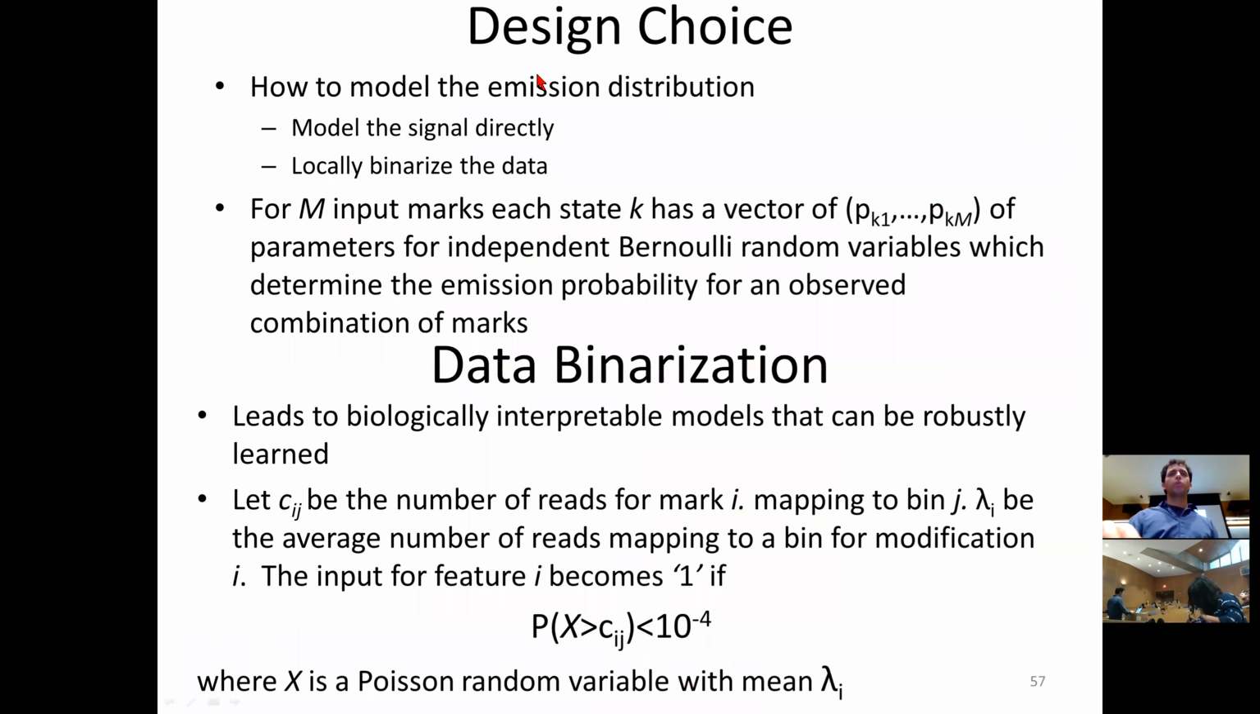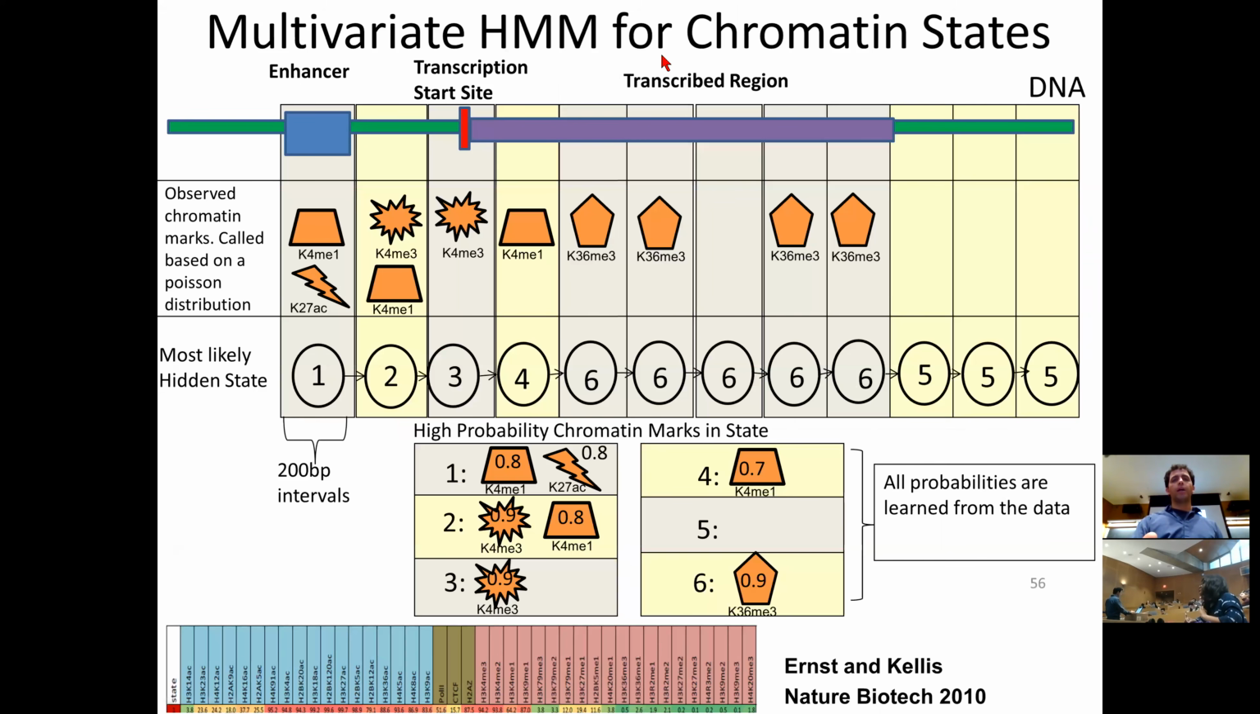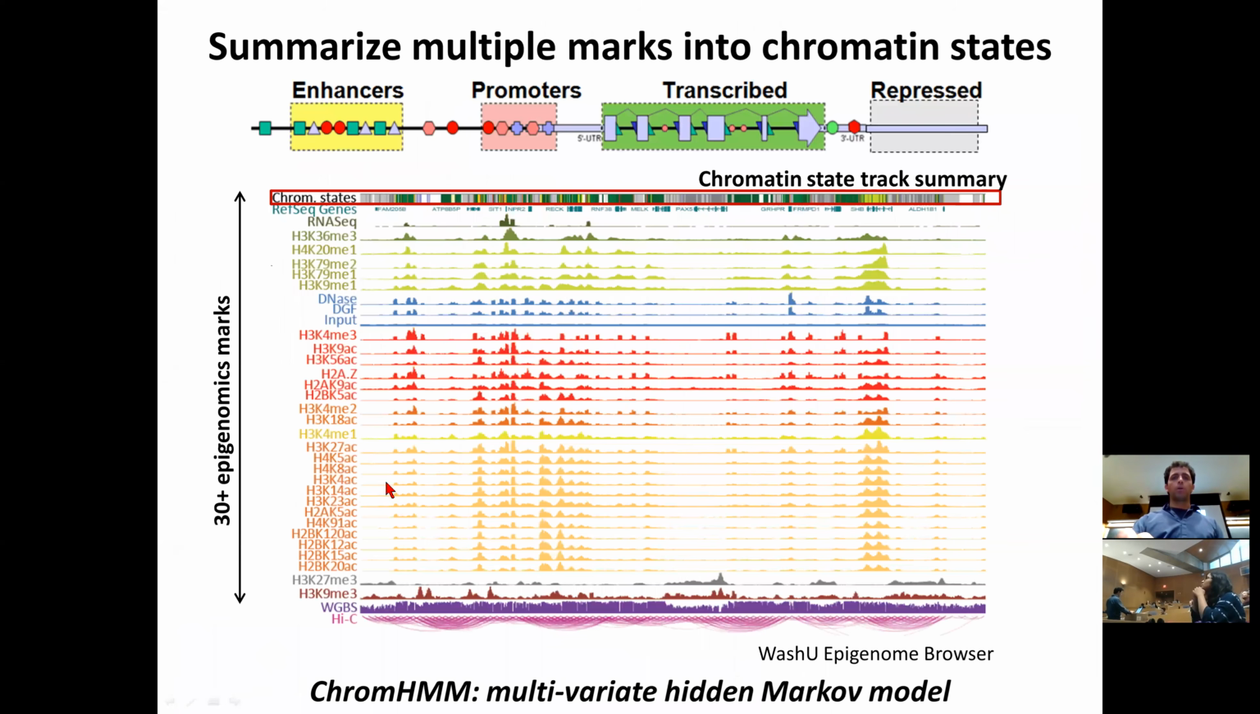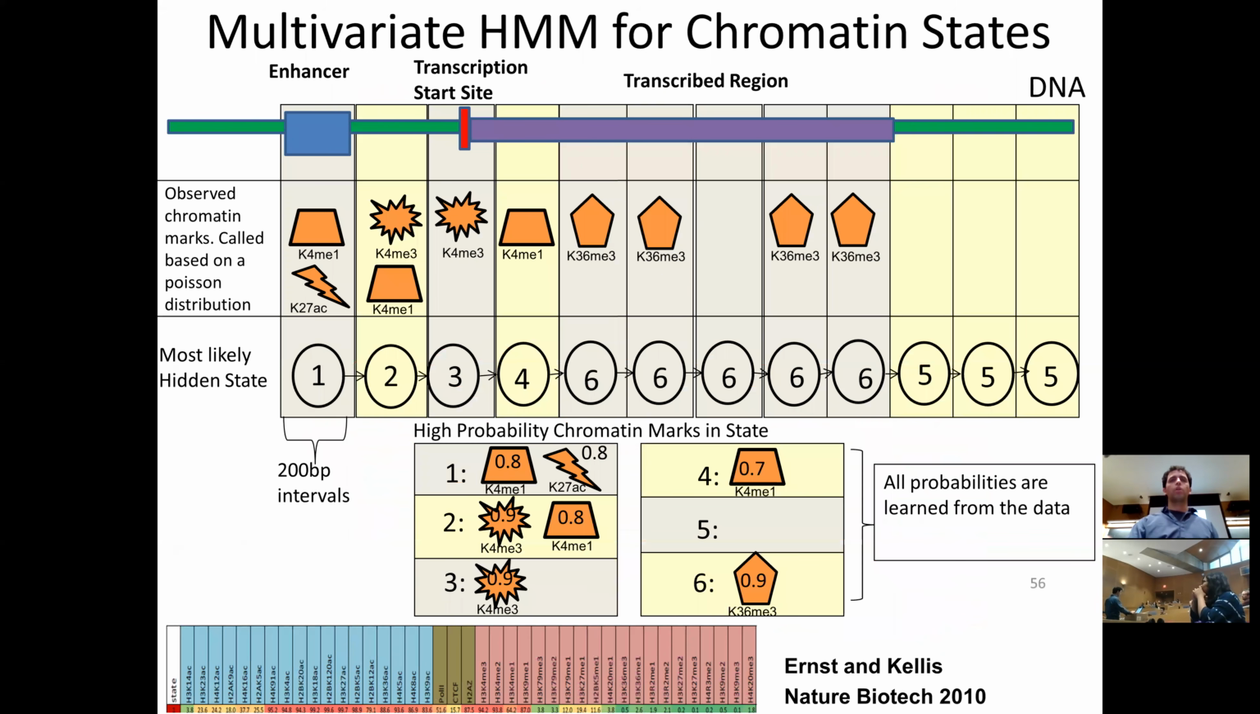So then the key design choice that was made in this particular instantiation of hidden Markov models called ChromHMM. This was developed by Jason Ernst, a postdoc in my lab, who's now a tenured professor at the University of California, Los Angeles, UCLA.